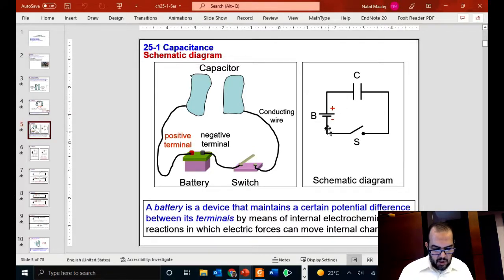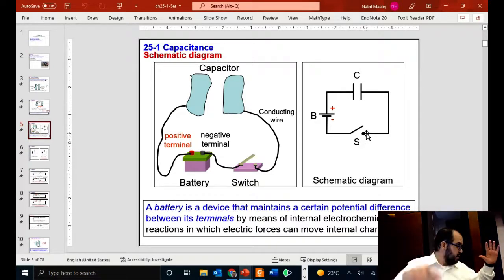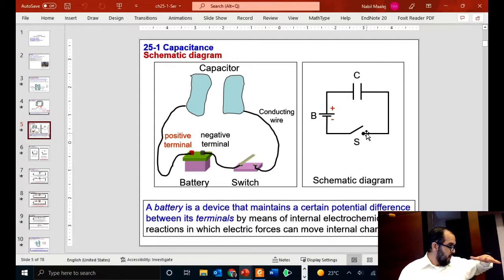The battery is symbolized by a long line and a shorter line separated by a small distance, and we write the positive sign on the positive side of the battery and negative on the negative side. This is how we draw the switch. Now the switch is open, which means there is no current flowing in the circuit. When we close the switch, there will be current flowing, and we will see that shortly.